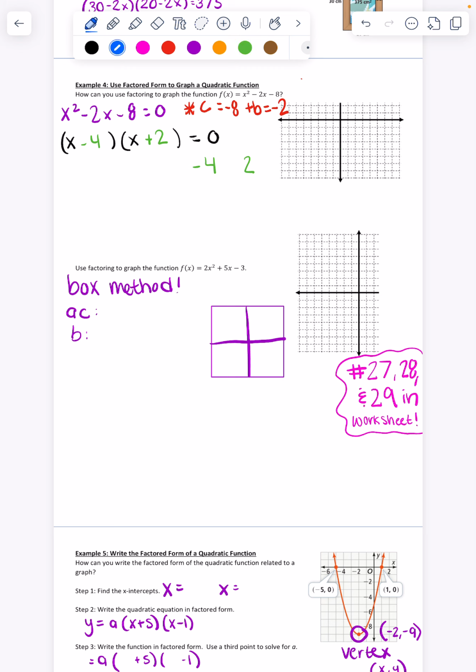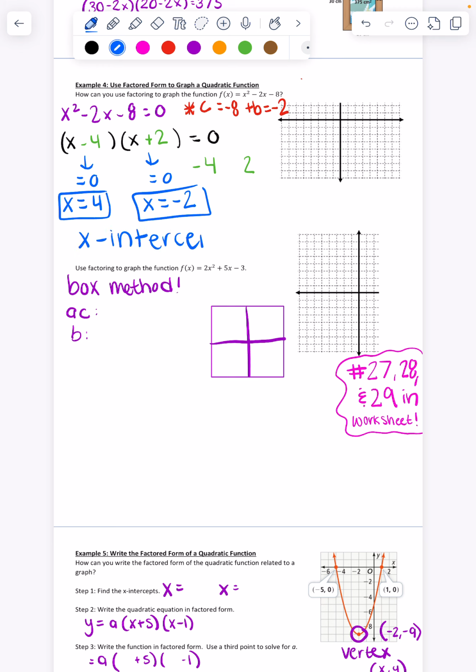And now this is where we can use our zero product property. Take both of our factors, set them equal to 0. When we do that and we solve, we're going to end up getting x equals +4 and x equals -2. So those right there are our x-intercepts, and those are points on our graph that we can use to find the shape of our parabola. So if those are x-intercepts, that means that's where our u-shape crosses the x-axis. I'm going to go ahead and plot those on our graph at +4 and -2.